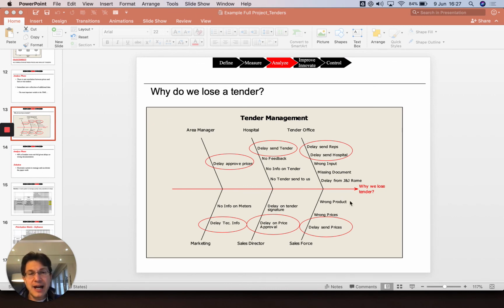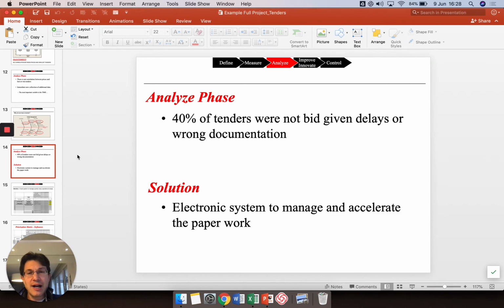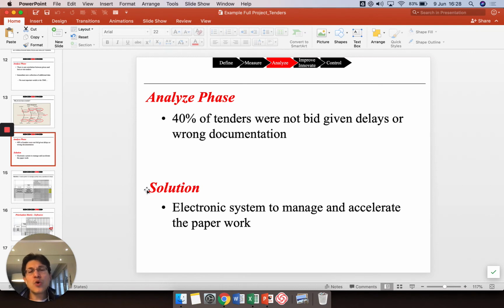After that, the second task force started to organize an identification to quantify the percentage of tenders the company was not winning given delays or wrong documentation. And they noticed that there was a lot of paperwork that generated mistakes in the documentation or delays because the director, who was traveling, could not sign the tender to submit to the customer. So the solution was the implementation of a simple electronic system to take the tender dossier from paper to electronic files.